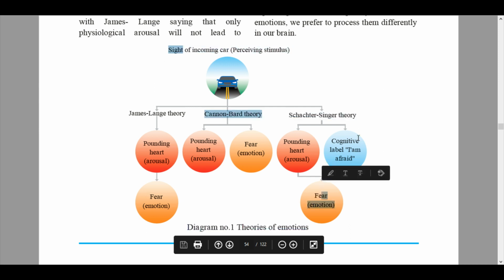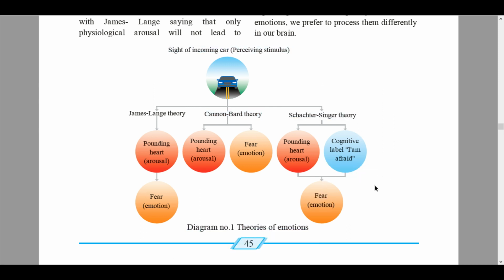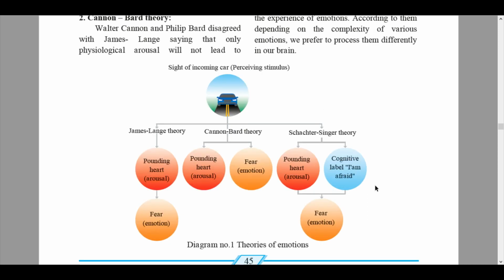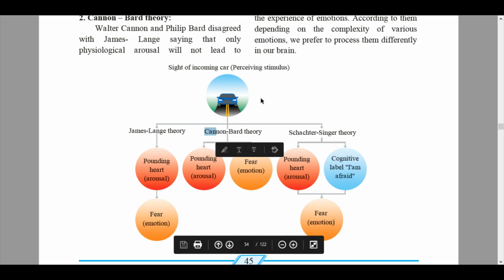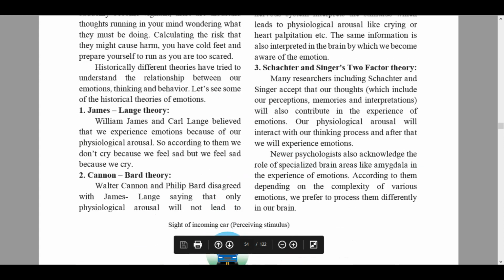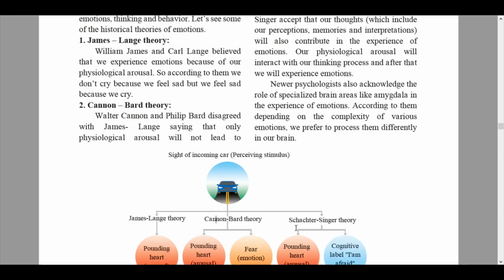So this is the flowchart for our theories. This is important. This might be asked to you in a written form: explain the different theories of emotions. So just to get an overview, know what this means and then go to the text so that you get a better understanding, because interpreting this flowchart would be much easier than reading the text. So first see this flowchart, then move forward to noting this down.